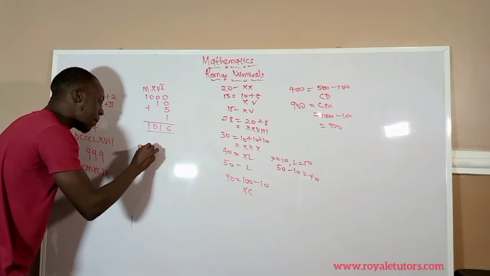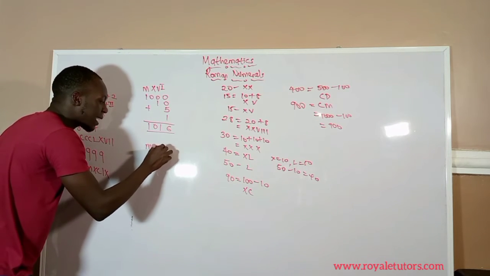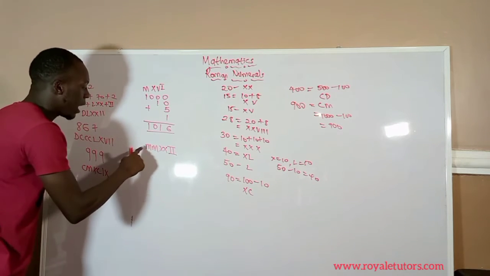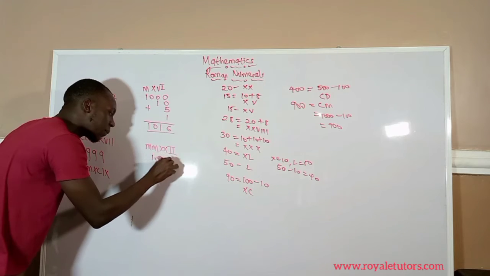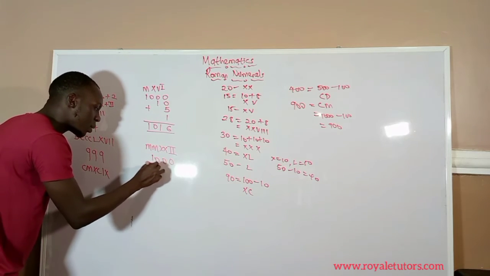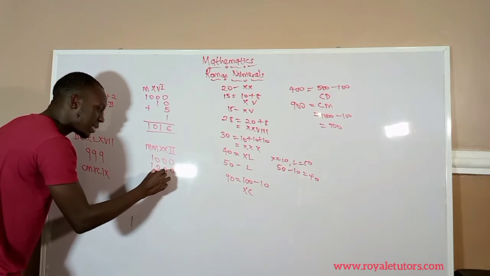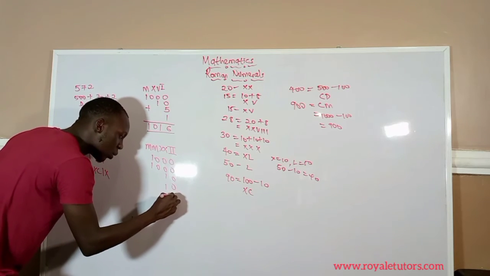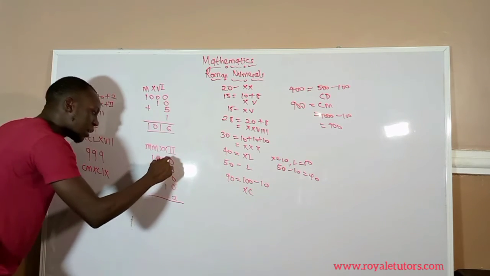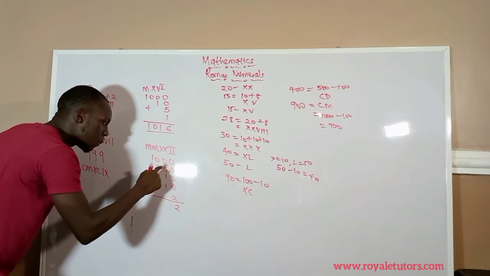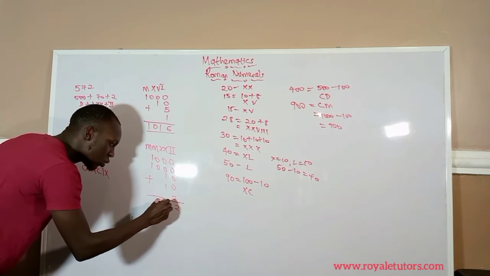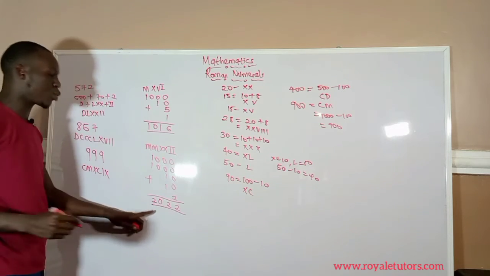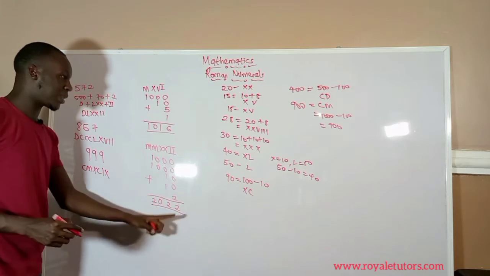Now let's try this out. What is MMXXII? M is 1000, and the following M is 1000. X is 10, X is 10. Then II is 2. So add all of this together: 1 plus 1 is 2, 10 plus 10 is 20, and 1000 plus 1000 is 2000. So this is 2022.